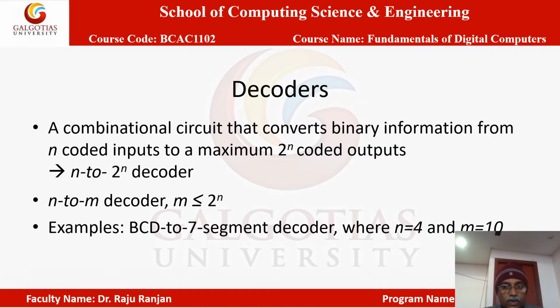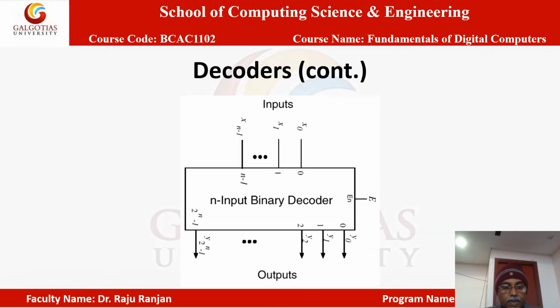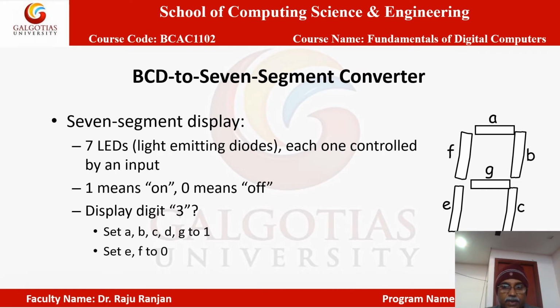So look here. We can represent a decoder by this diagram, where there are different inputs. So inputs 0 to n minus 1 means n inputs, and the outputs are y0 to y to the power n. So this is the output. This is the block diagram of a decoder. But what the decoder actually does, let us see by this diagram.